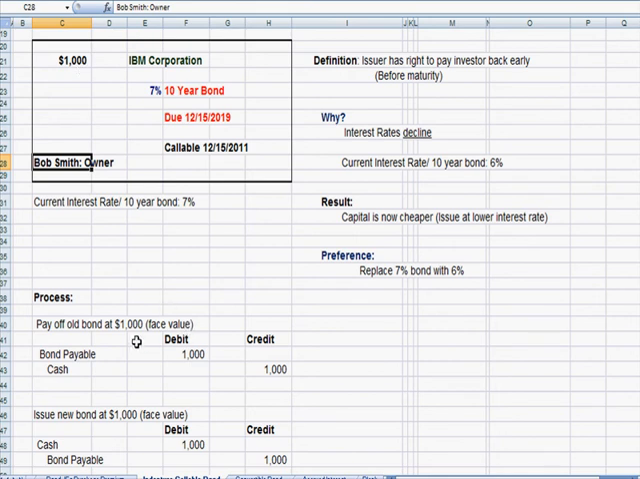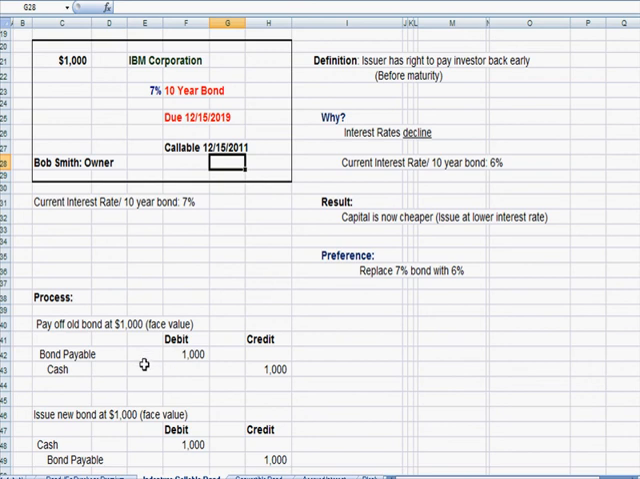Now, sometimes a call feature will involve something written in the bond certificate that says if we pay you off early, we actually have to pay you something more than the face amount, the principal. So maybe the call feature might say it's callable on this date, but we have to pay the investor $1,020 rather than just $1,000, to reward them for the fact that they're going to have to reinvest their money at a lower interest rate, and we want to sort of cushion the blow, give them some sort of perk for allowing us to pay them early.